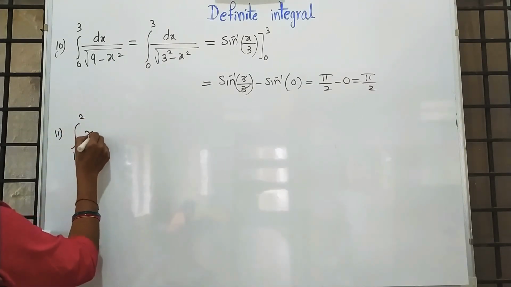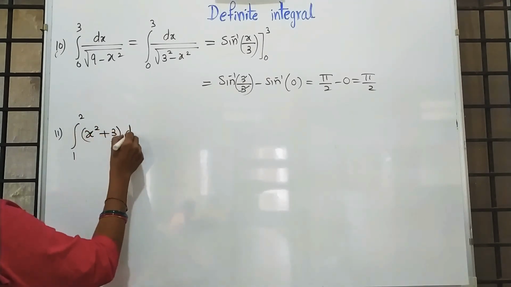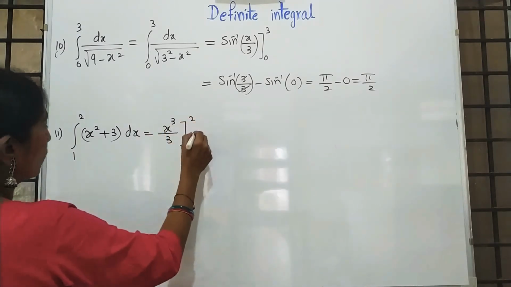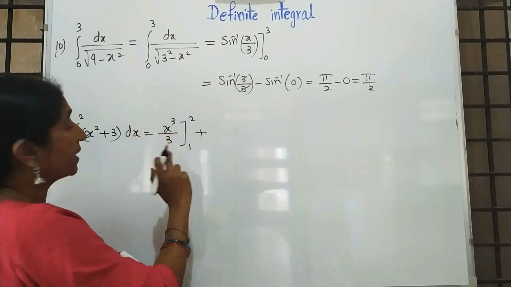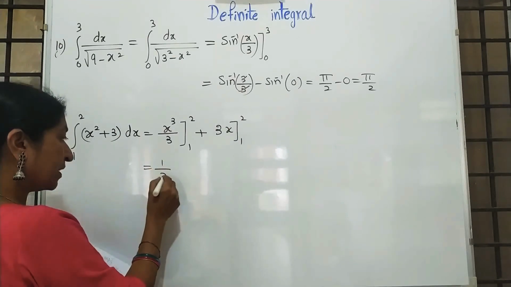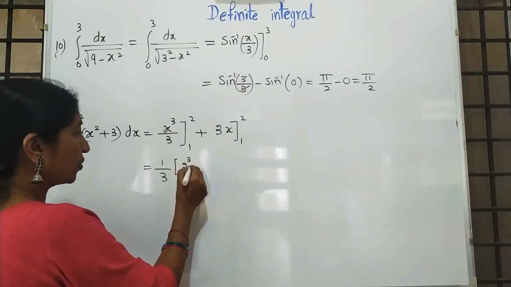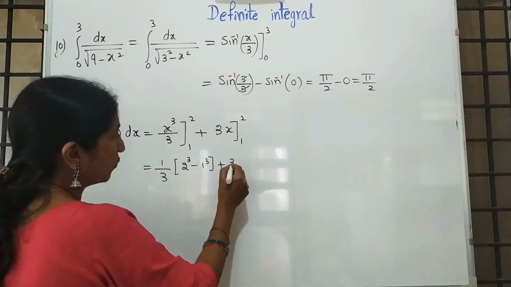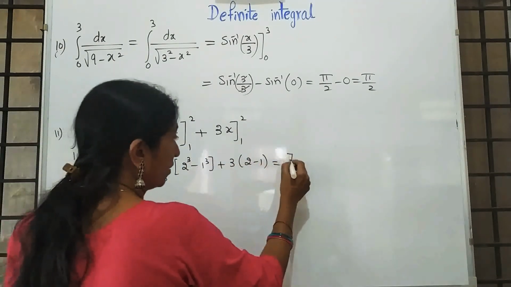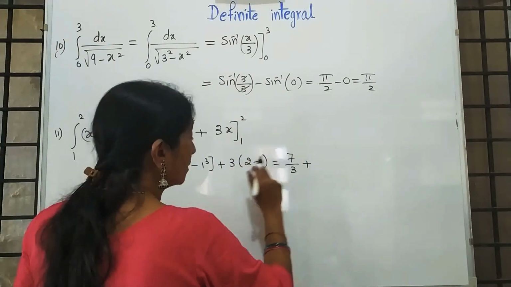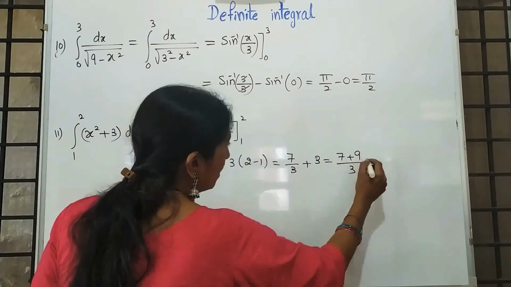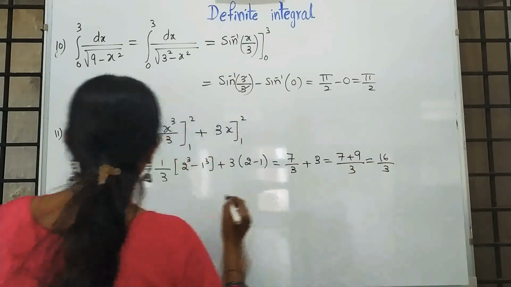Integration from 1 to 2 x square plus 3 into dx. Integration of x square is x cube upon 3 from 1 to 2. Middle plus, that's why I am writing integration separately. Integration of 3 is 3x. 1 by 3 I took outside. 2 cube minus 1 cube plus 3 outside, 2 minus 1. 2 cube is 8. 8 minus 1, 7. 7 by 3 plus 3 into 1 is 3. If you take the LCM, 7 plus 9 upon 3. LCM is 3. 16 upon 3.